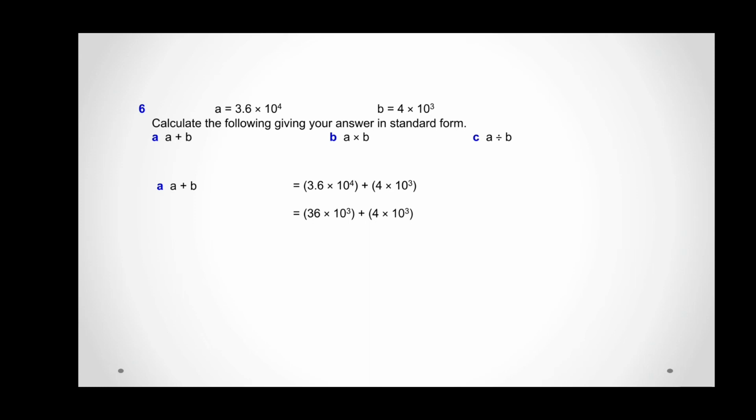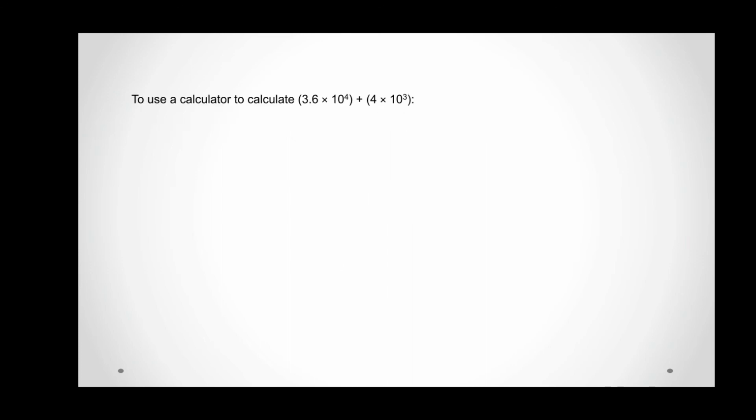So then 36 into 10 to the power 3 plus 4 into 10 to the power 3, okay, then the power is equal, so you can add 36 and 4, then 40 into 10 to the power 3 is coming, then again you have to write as a standard form, so then 4 into 10 to the power 4 is the answer. Or else you can use the calculator also when you are writing the exam paper, you can use the calculator also for the standard form questions, right?